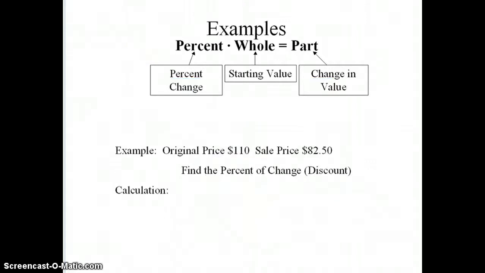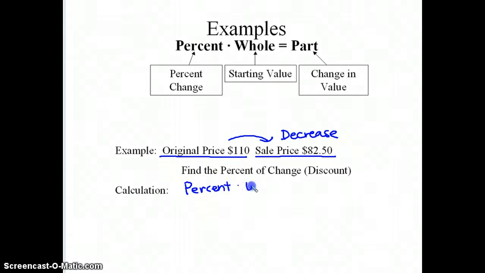All right, looking at another example. We have my percent, whole, and part again. My example is this. My original price is $110. I have it on sale for $82.50. I need to find the percent of change. In this case, because the price is decreasing, this is a discount. So, looking at this, I'm going to start with my percent times my whole is equal to the part.